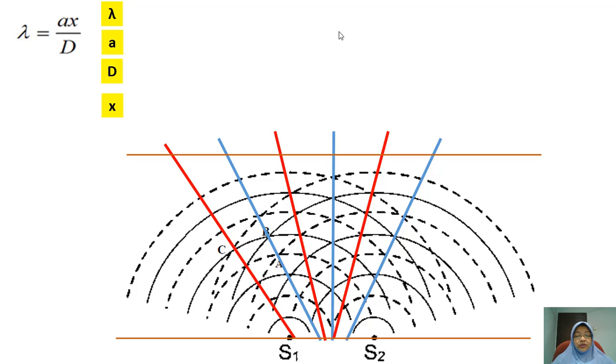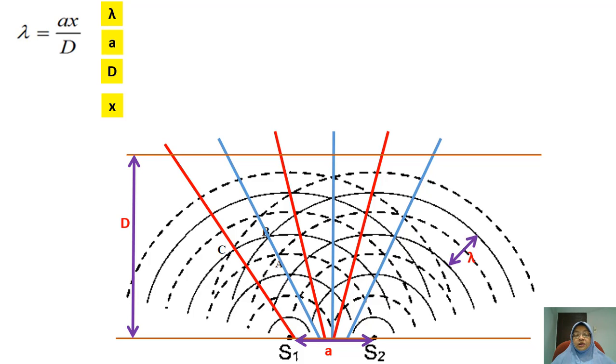So this is the point S1, S2 here. And here we draw a line which is perpendicular to this line. So this line is what we call D. The line is from the dippers to where we make a line here. The first one is what you call A. The distance between two dippers S1 and S2 is called A. That is the distance between two coherent sources.